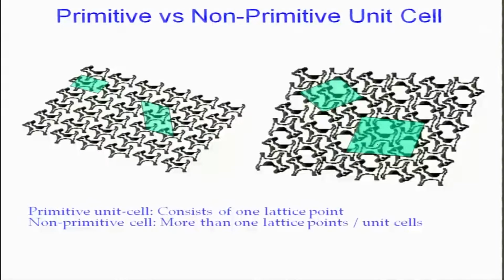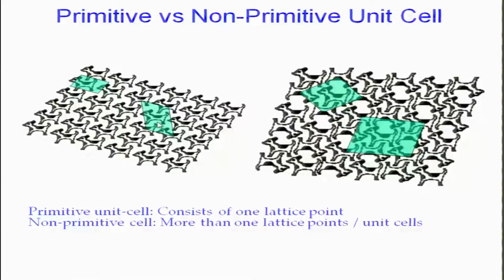So what is the definition of a primitive unit cell? A primitive unit cell consists of one lattice point. Technically speaking, each atom, in this case each animal, is a lattice point, and for each of them the lattice point is identical.